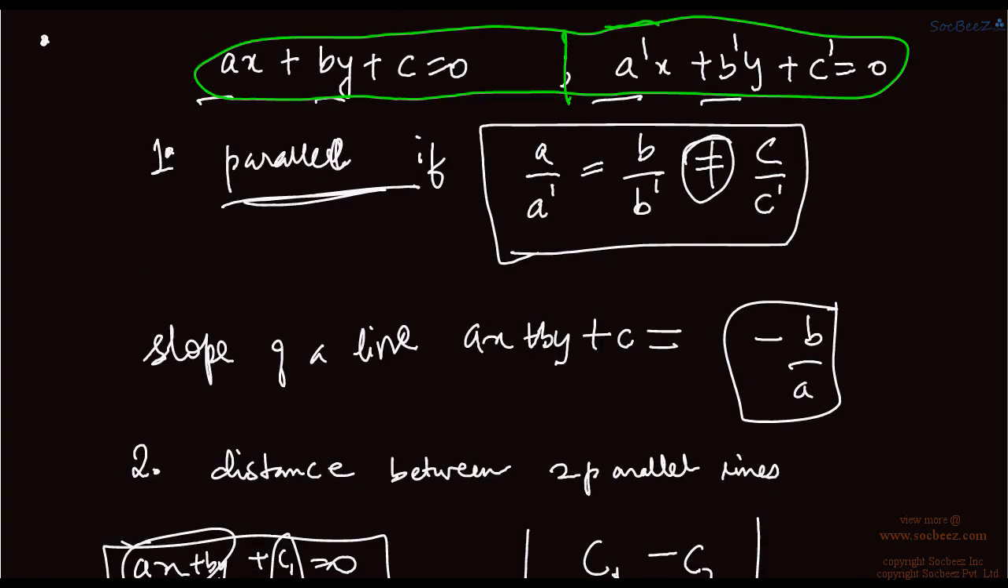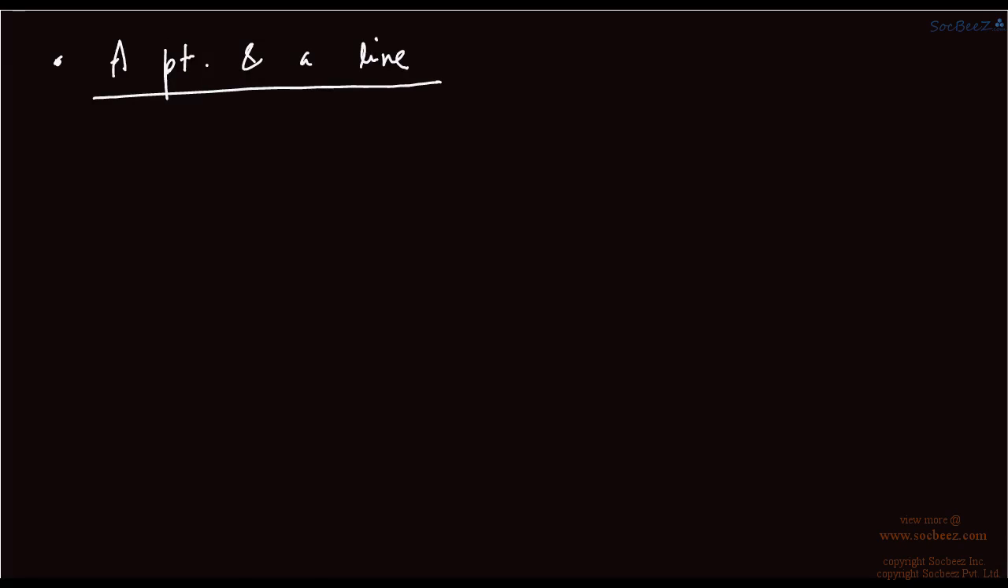If two lines are given to you, you can identify if they are parallel, what is the distance between them if they are parallel, and if they are perpendicular. Right? Next we move on to a point and a line. So, a point and a line. Distance between a point and a line.